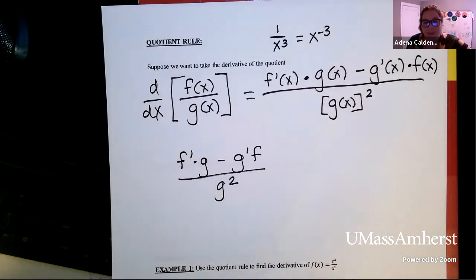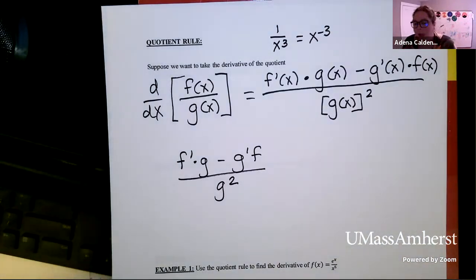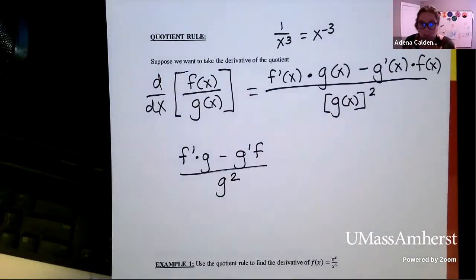So when we set this up, we're going to set it up pretty much the same as the product rule where we're going to identify f, we're going to identify g, we'll take each of their derivatives, and then we'll plug it back in. But when we pick our f, it always has to be the top function.